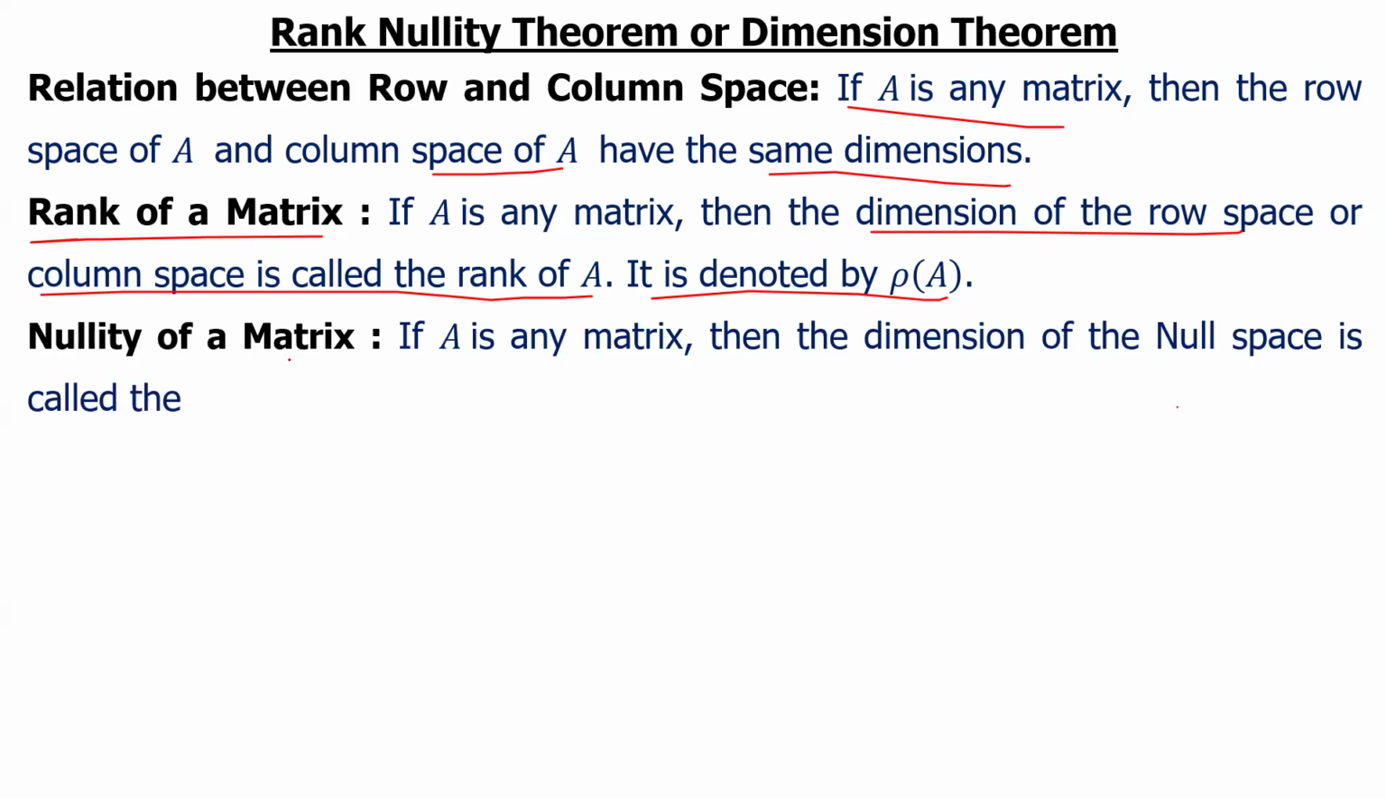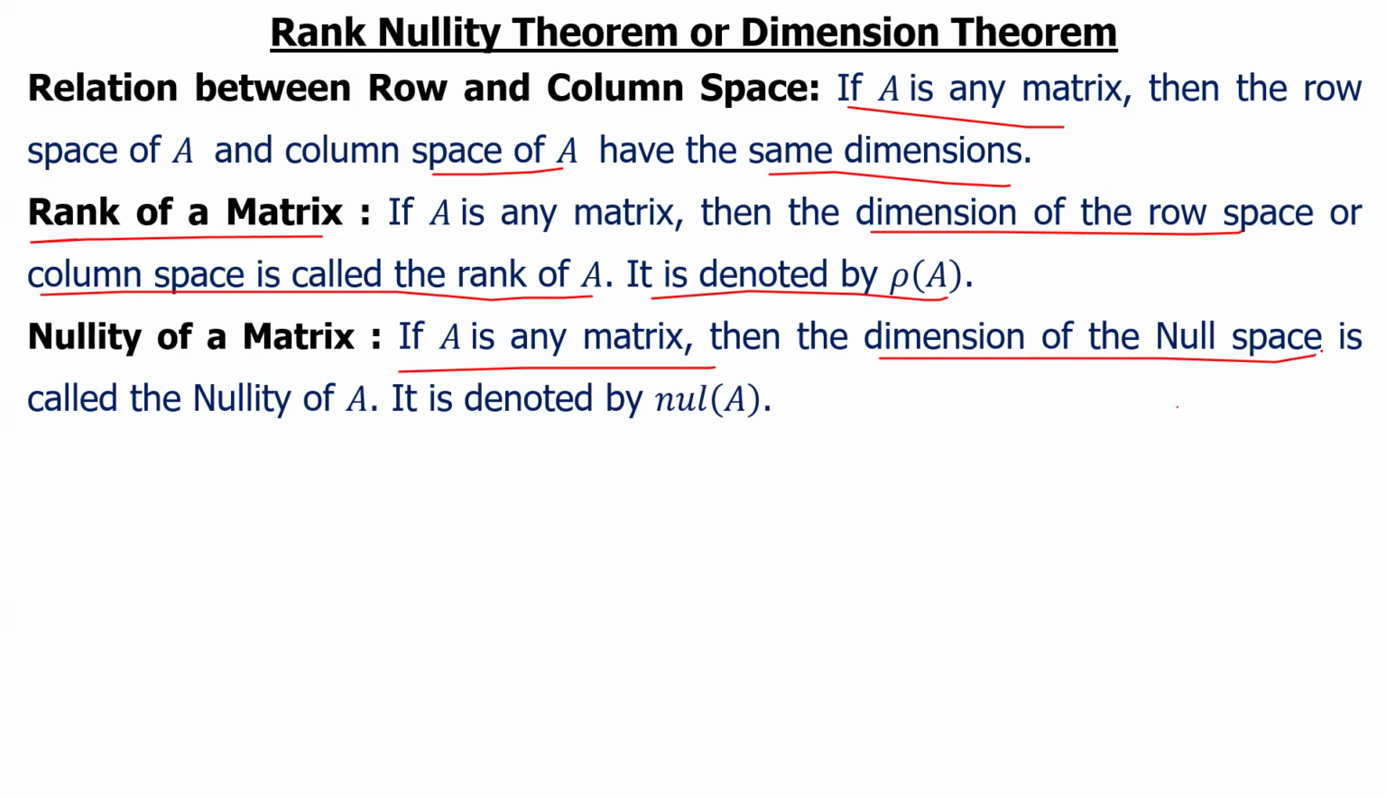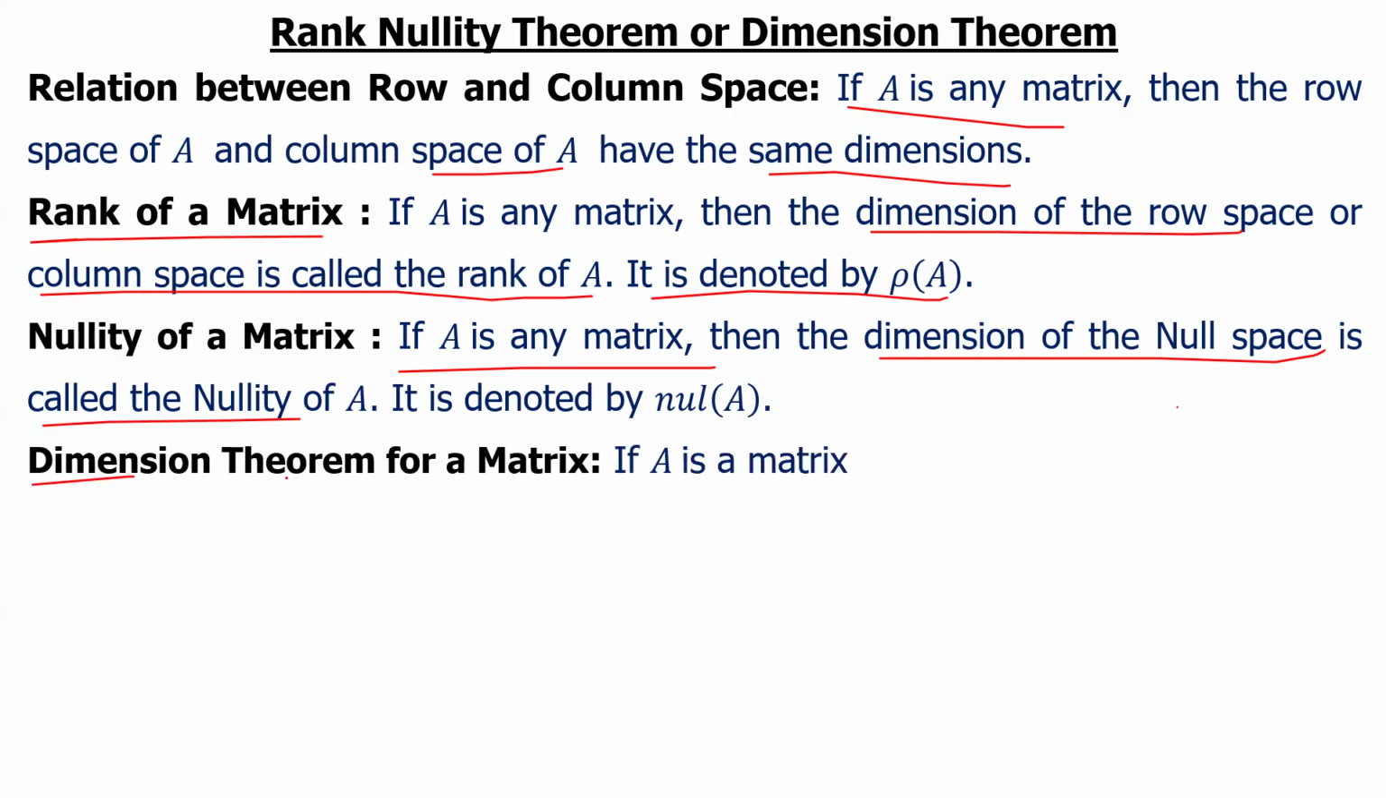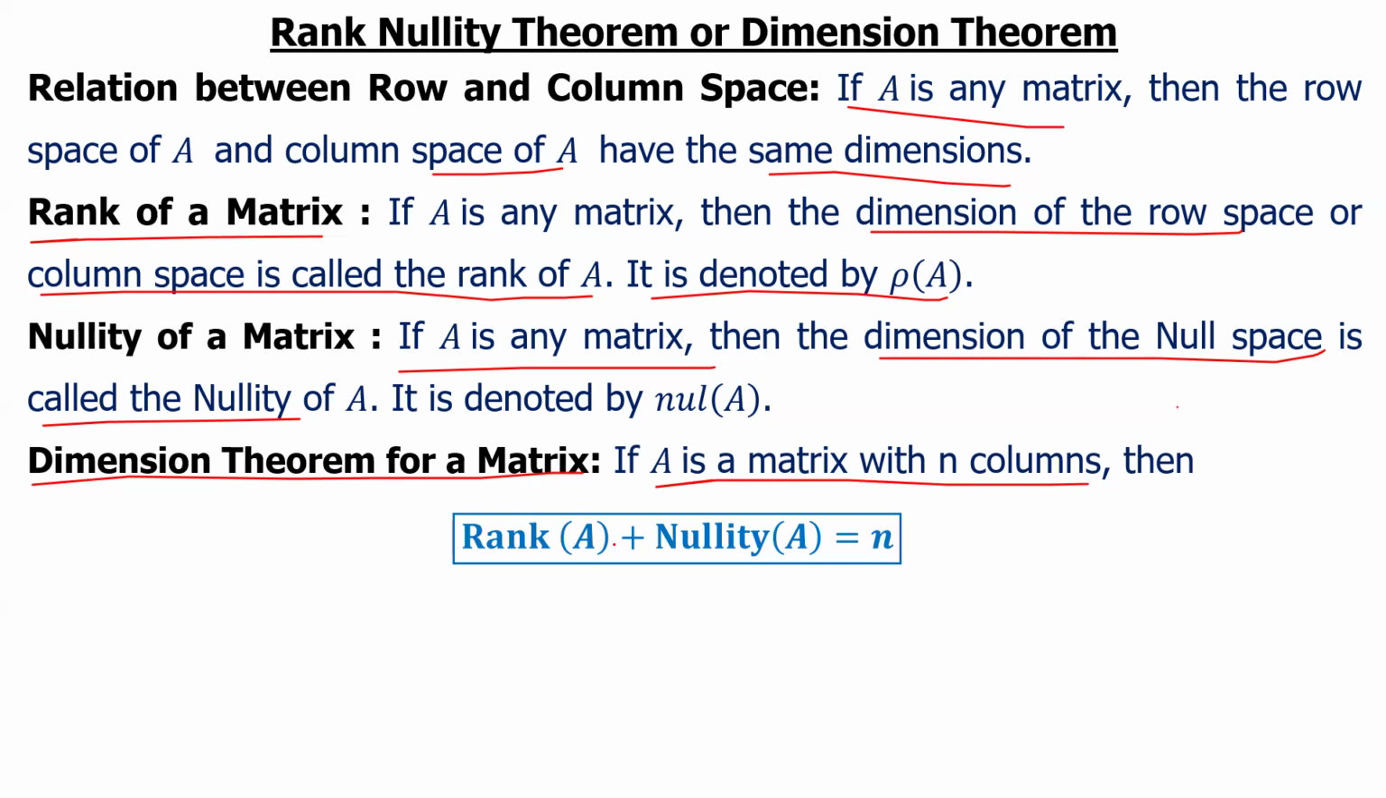Nullity of a matrix. If A is any matrix, then the dimension of the null space is called the nullity of A. It is denoted by nullity of A. Dimension theorem for a matrix: if A is a matrix with n columns, then rank of A plus nullity of A is equal to n, the number of columns.